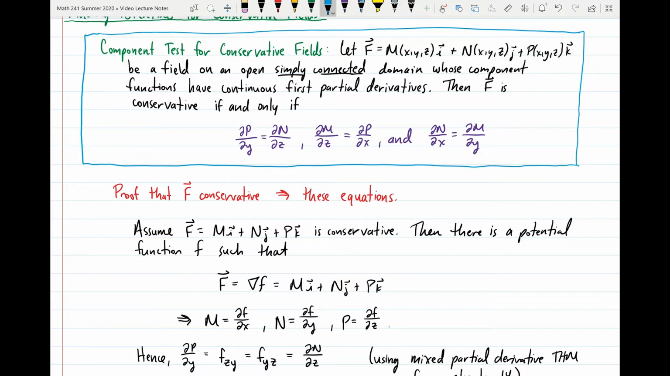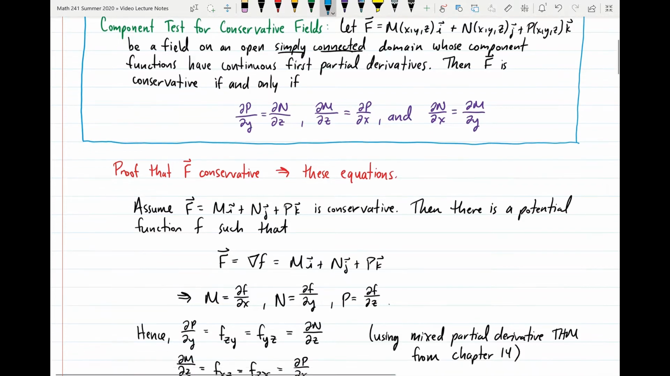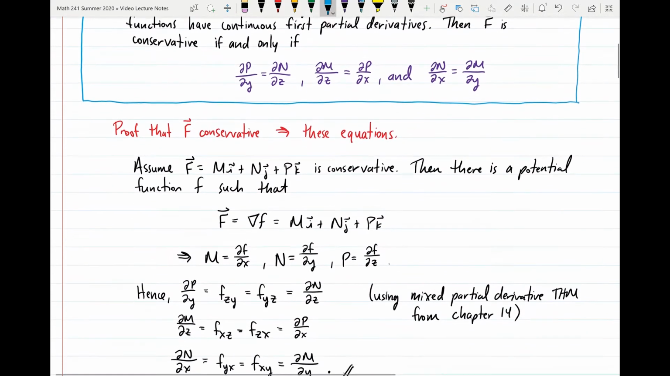And notice that this is an if and only if. So we have that if the partial of P with respect to y is equal to the partial of N with respect to z, if the partial of N with respect to z is equal to partial P with respect to x, and finally, if partial N with respect to x is equal to partial M with respect to y, then we can conclude that F is conservative. And in the other direction, if F is conservative, then these three different equations will also hold. So again, this is an if and only if statement here, a very powerful test.